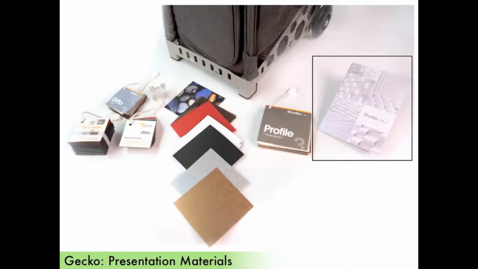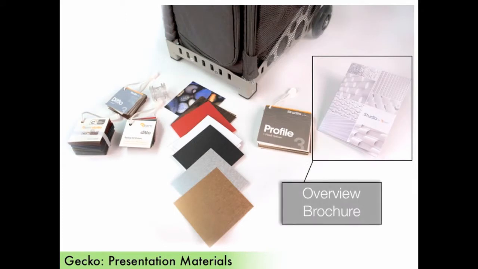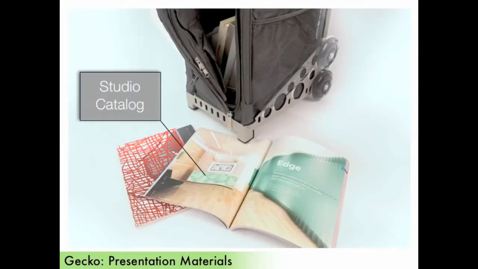You should also have the overview fold-out brochure, which shows examples of the entire studio line. This brochure is a great giveaway for each attendee at your presentation. Finally, you should have a studio catalog, which also shows all of the studio offerings. Each A&D library or firm should have at least 1 copy of this catalog.